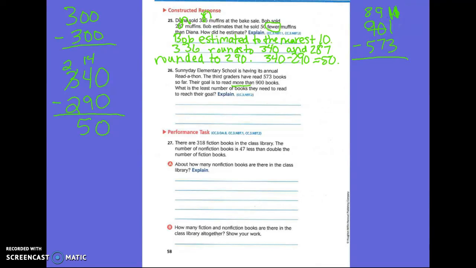Okay, 11 minus 3 then is what? 8. 9 minus 7. 2. And 8 minus 5. 3. Okay, so what is the least number of books they need to reach their goal? 328. Okay, 328 what? Books. Okay, write it down. 328 books.